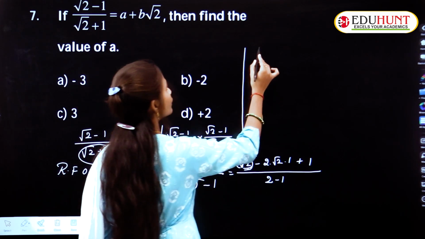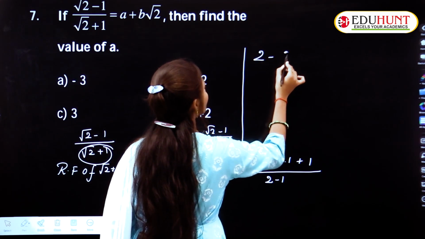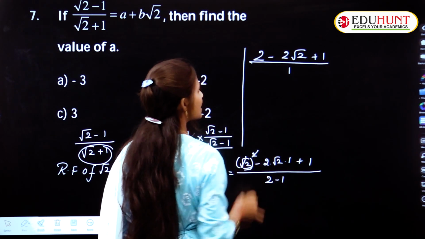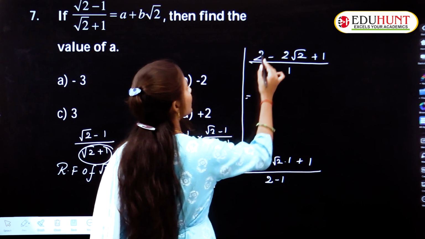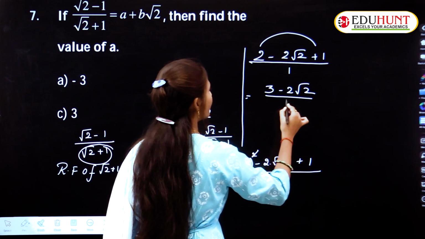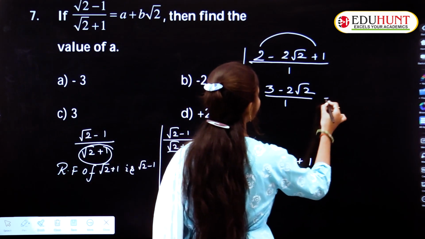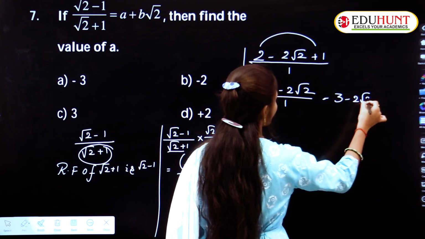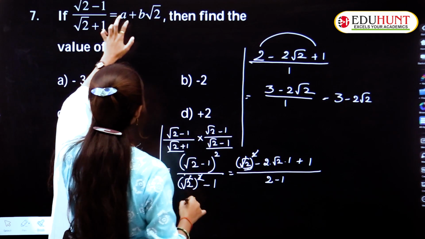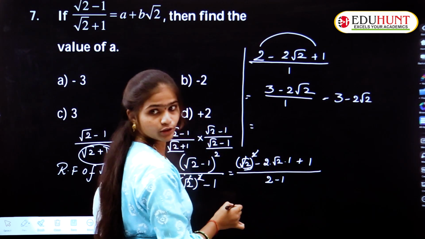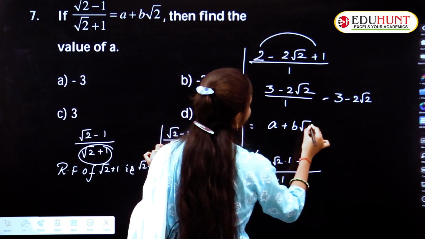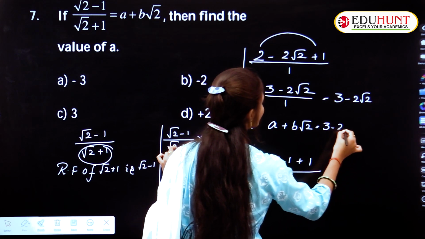Now the value is 2 minus 2 root 2 plus 1, whole by 2 minus 1, which is nothing but 1. So 2 plus 1 is 3, minus 2 root 2, whole by 1, which again gives 3 minus 2 root 2, because in the denominator there is no need to write that 1. Now compare these two: a plus b root 2 is equal to 3 minus 2 root 2.